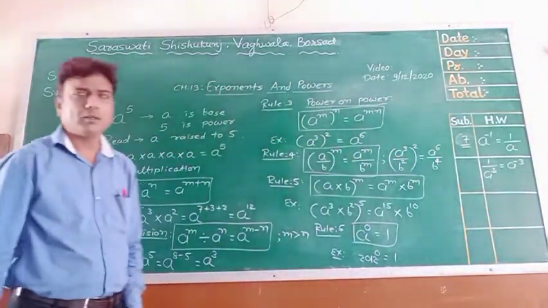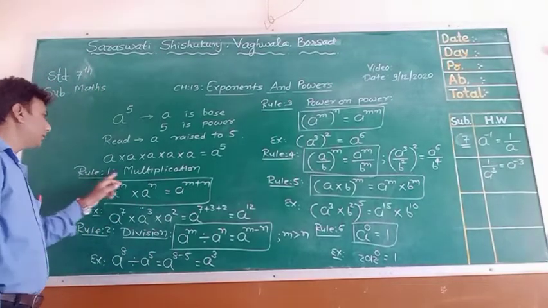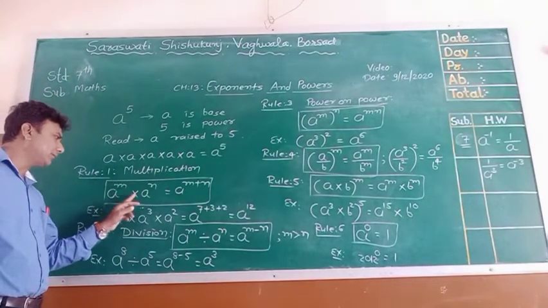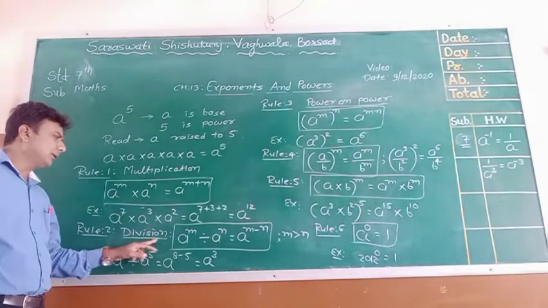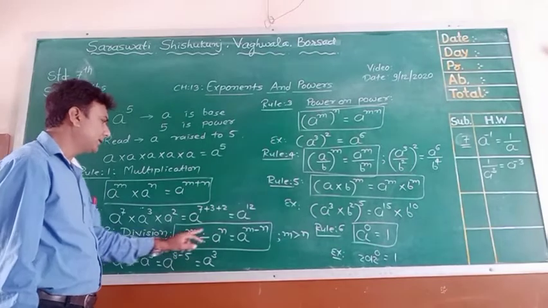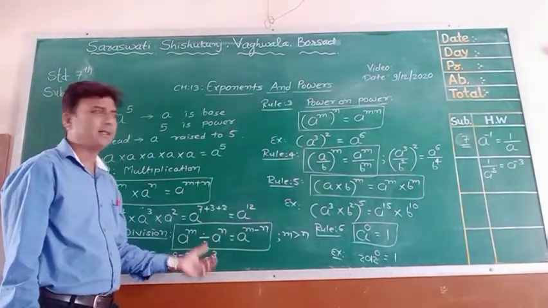So all these rules are very important. Once again I repeat this. Rule number 1, multiplication: same base multiplication, sum of their powers. Division rule: same base division, subtraction of their powers. In this case, m is greater than n.